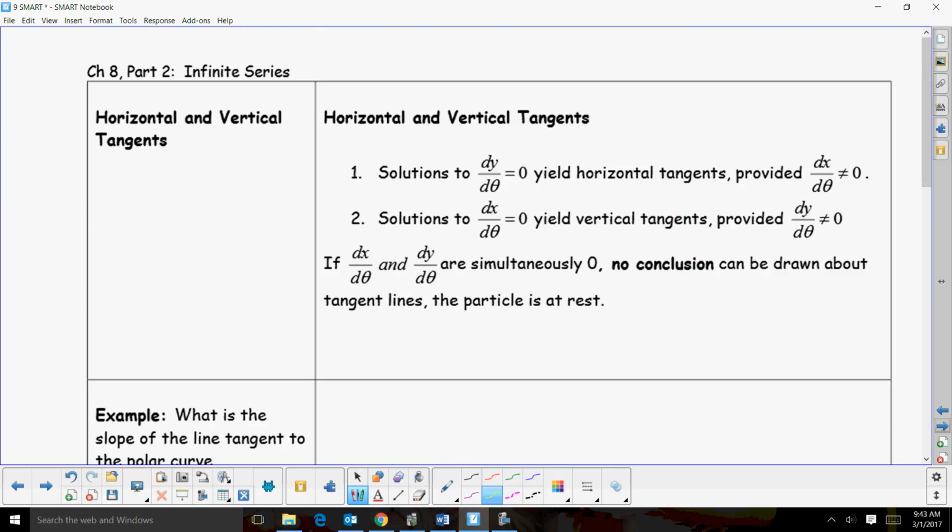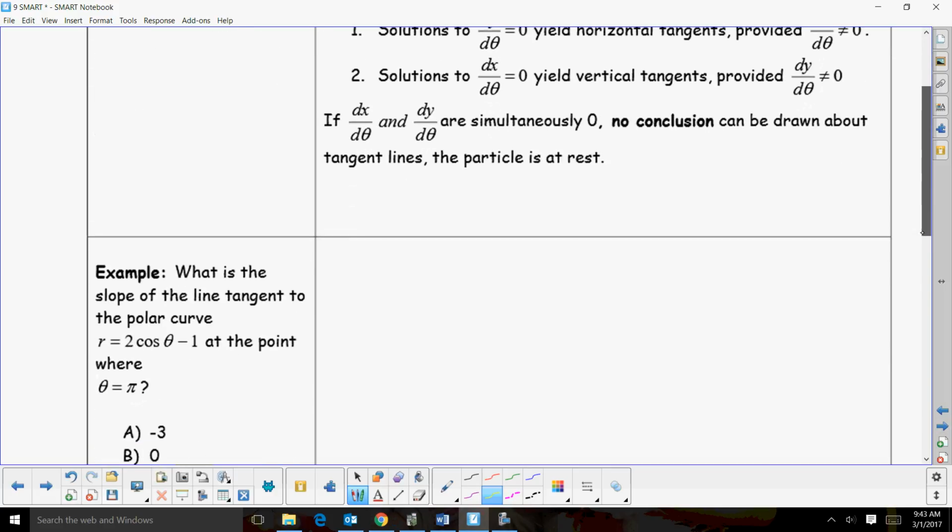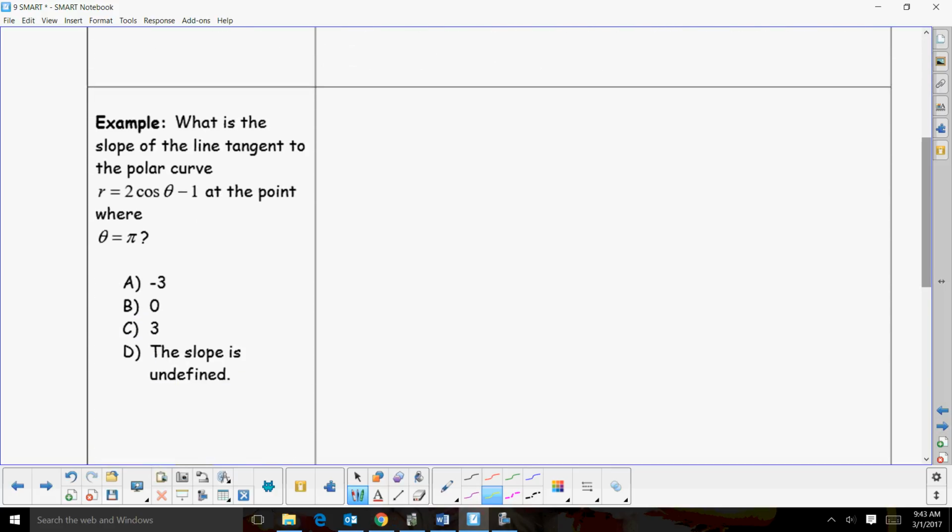And then really quick before we do one, horizontal and vertical tangents are going to be the same, just like parametric. Get those equations for x and y that I told you we're going to use a ton of, and this is just the same as parametric. Okay, so let's do this example. What is the slope of the tangent line to the polar curve at the point where theta equals 0? And this is the big no. This is the no part, so don't write it down. This is what everybody wants to do.